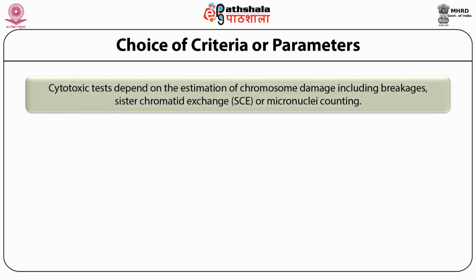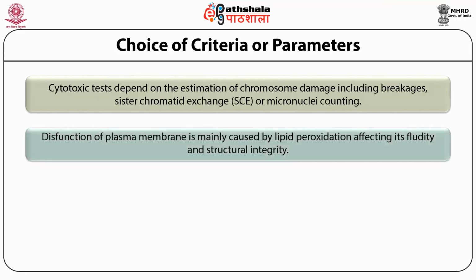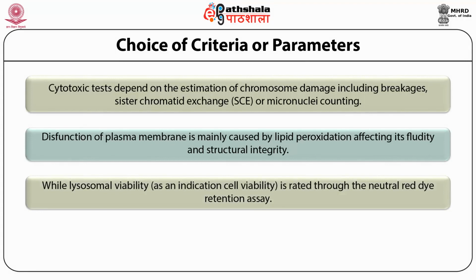Cytotoxic tests depend on the estimation of chromosome damage, including breakages, sister chromatid exchange, or micronuclei counting. Dysfunction of plasma membrane is mainly caused by lipid peroxidation affecting its fluidity and structural integrity. It can be measured by conductivity studies indicating ion leakage, trypan blue uptake, or leakage of enzymes like LDH, while lysosomal viability is rated through the neutral red dye retention assay.